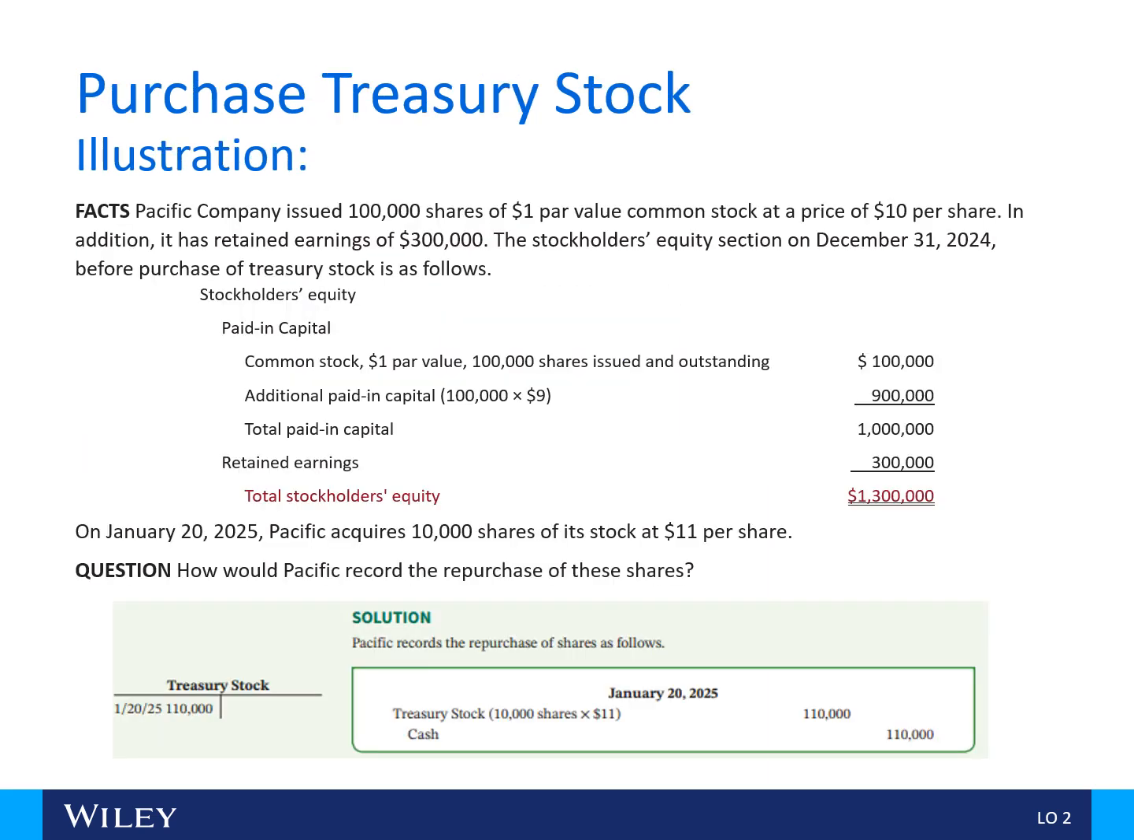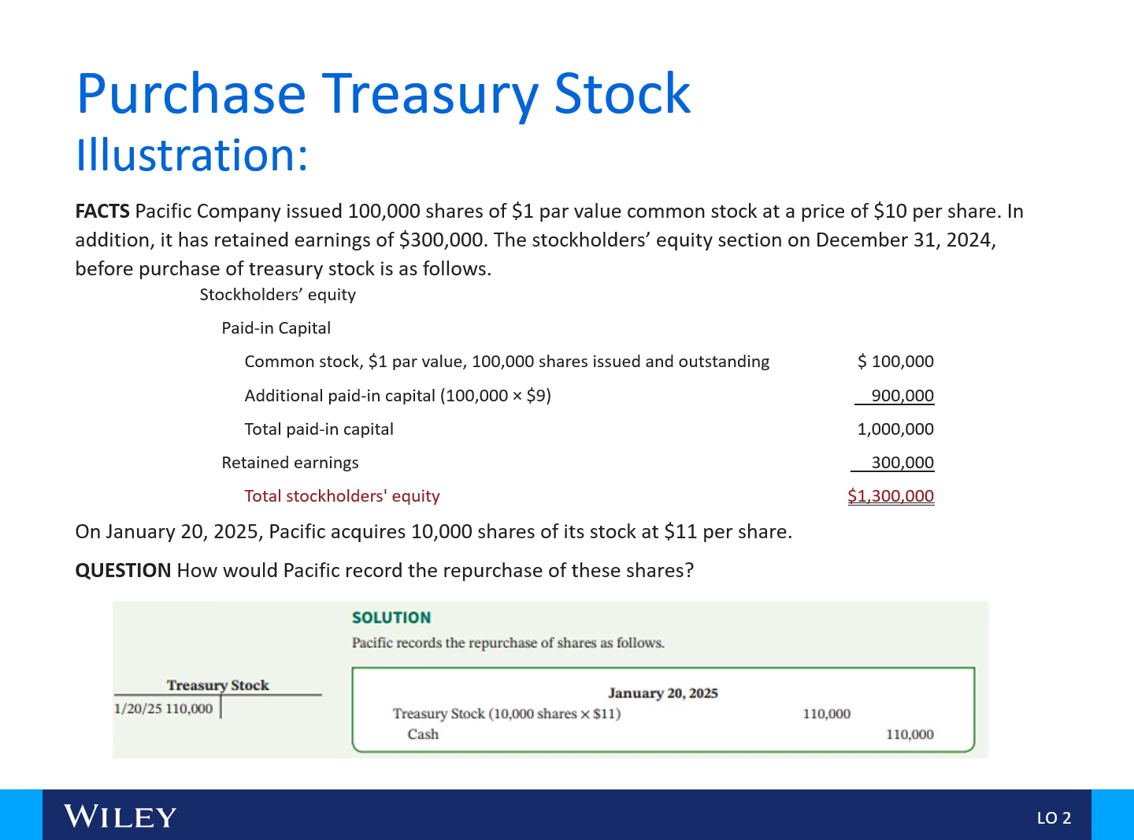Okay, so here, to give you an example, Pacific Company issued 100,000 shares of $1 par value common stock at a price of $10 per share. In addition, it has retained earnings of 300,000. The company's equity section at December 31st, 2024, before the purchase of treasury stock, is shown here.